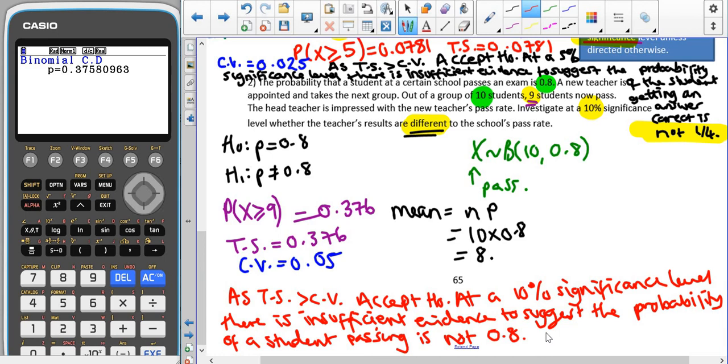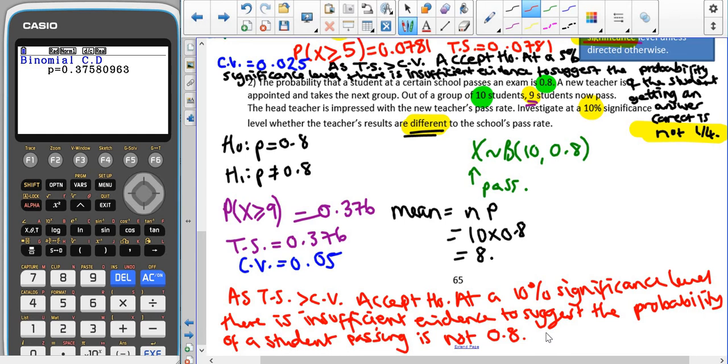So as I was stating before, you have to be careful. In your conclusion, you're always talking about your H1. If we end up accepting H0, we're always saying that there's insufficient evidence. We can't say, just because we are accepting H0, that we've proved that it is 0.8. We've just not proved that it isn't 0.8.